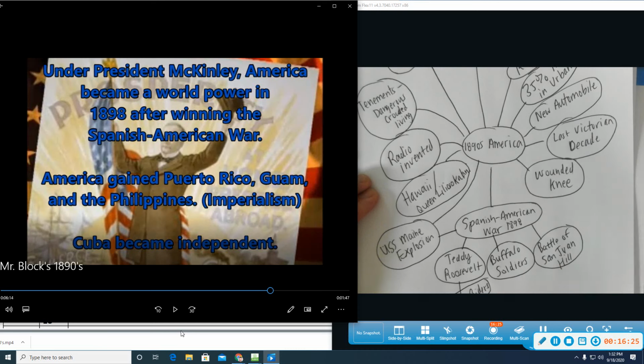This is an advertisement about the war still. Under President McKinley, America became a what? A world power for the first time. Because when we won the war against Spain, we ended up with territories. We don't want to call them colonies. That doesn't sound good, does it? So we call them territories instead.